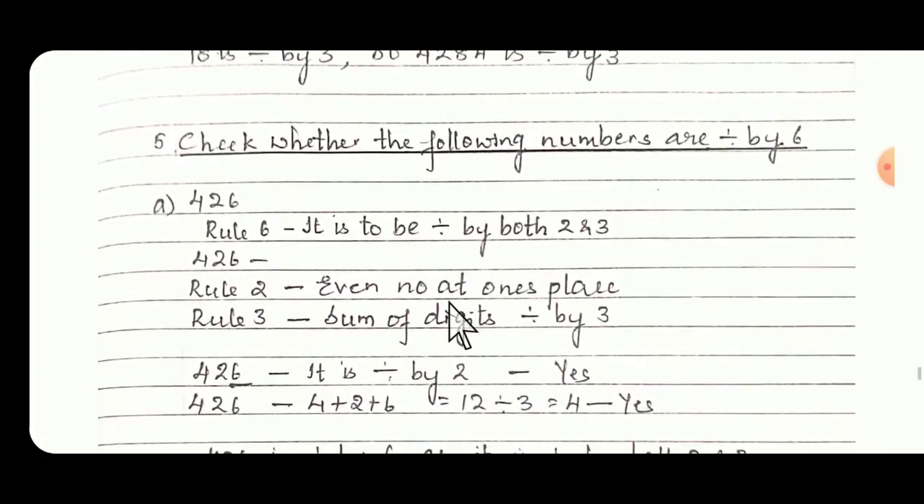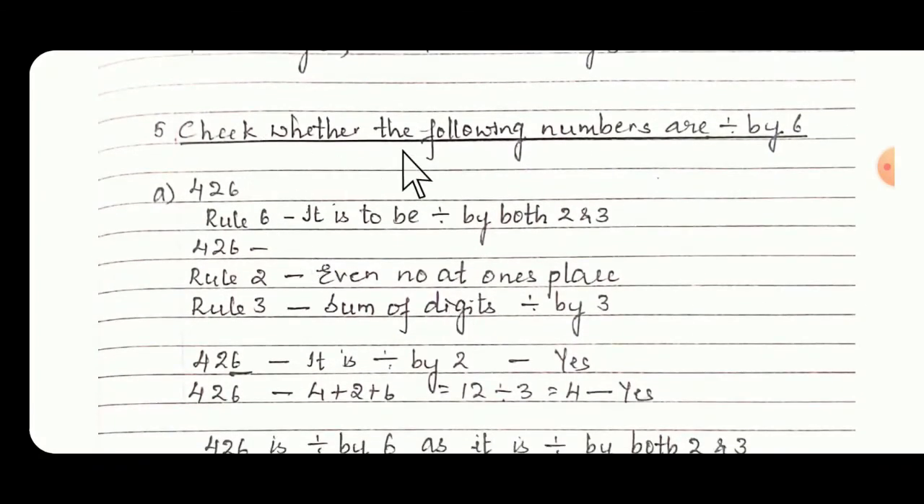Then the fifth one. Check whether the following numbers are divisible by 6. What does the rule of 6 say? It should be satisfied by both 2 and 3, then only it is divisible by 6. A. 426. What does rule 6 say? It is to be divisible by both 2 and 3, then only it is divisible by 6.